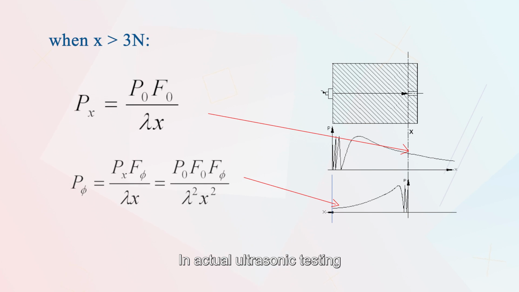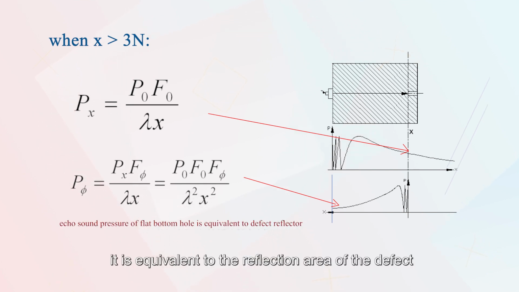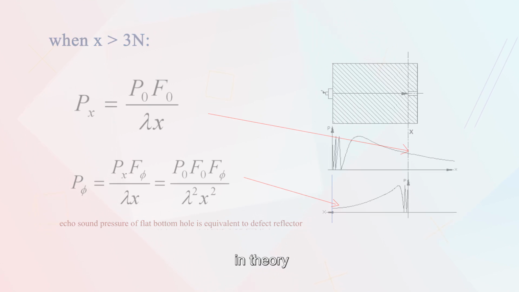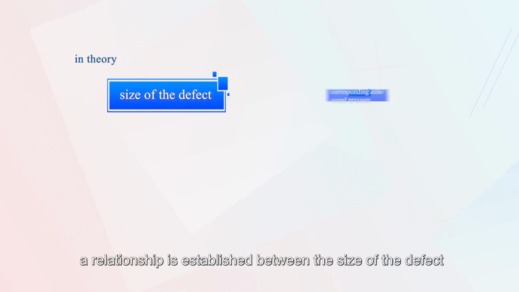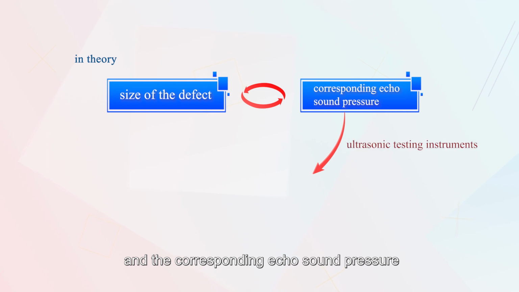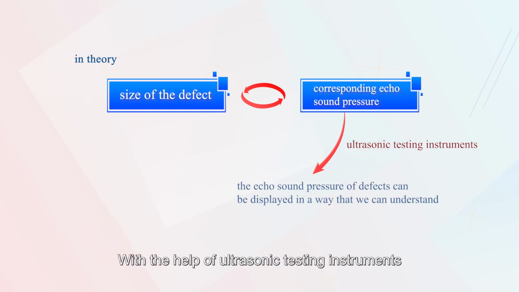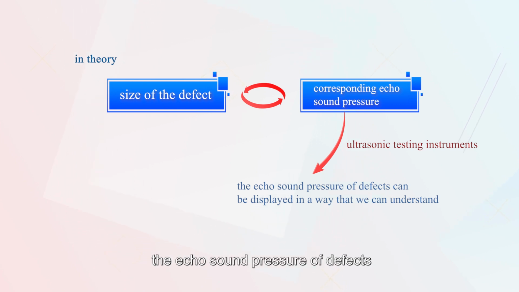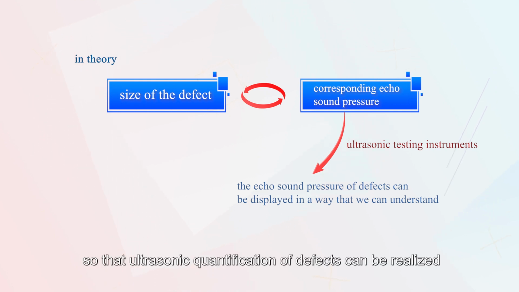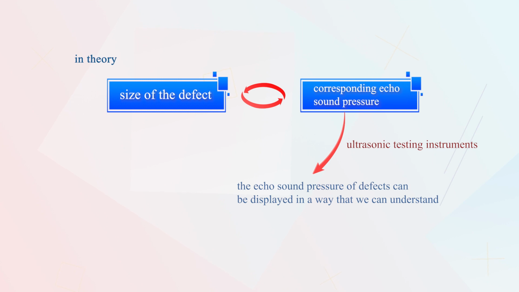In actual ultrasonic testing, it is equivalent to the reflection area of the defect, which reflects the size of the defect. In this way, in theory, a relationship is established between the size of the defect and the corresponding echo sound pressure. With the help of ultrasonic testing instruments, the echo sound pressure of defects can be displayed in a way that we can understand, so that ultrasonic quantification of defects can be realized.